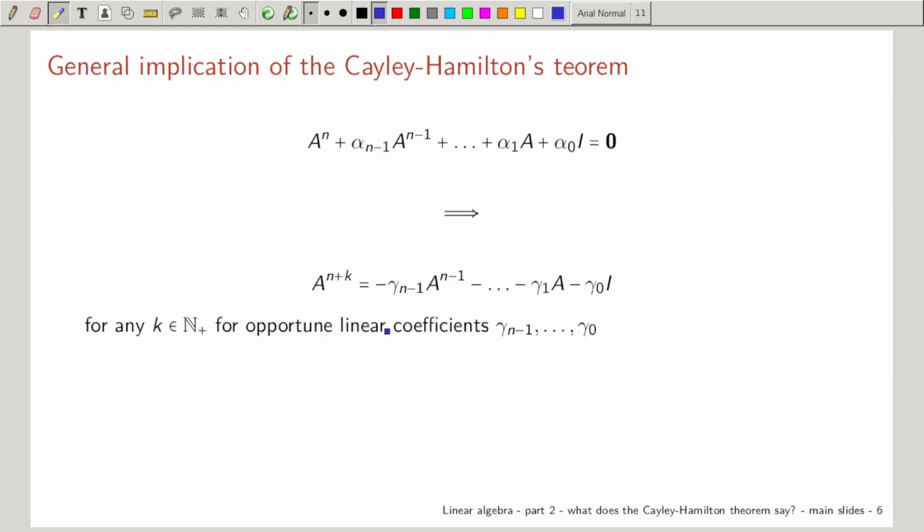And this also says, if we repeat this trick, any power from n above is going to be a linear combination, linearly dependent on the previous powers of A. Okay? Very interesting. Of course, depending on k, the coefficients are going to be different. Is it clear, this one? Depending on k, the coefficients are different, but it's a linear combination.